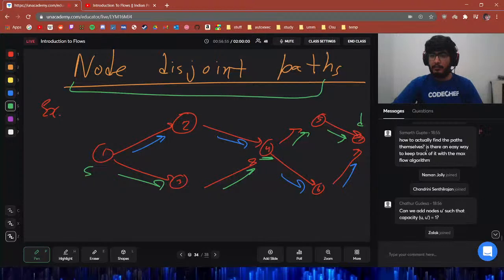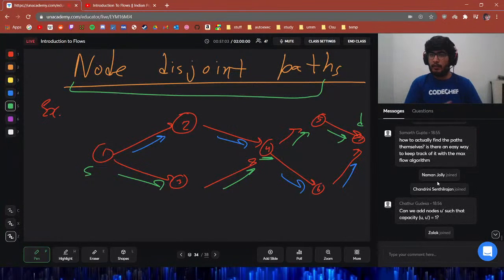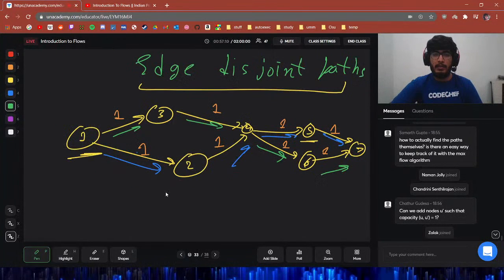So how to actually find the paths themselves? Is there an easy way to keep track of it with the max flow algorithm? In the max flow algorithm, let me answer Samar's doubt first. This is related to the edge disjoint paths. How to find the edge disjoint paths, right? So it is relatively simple.